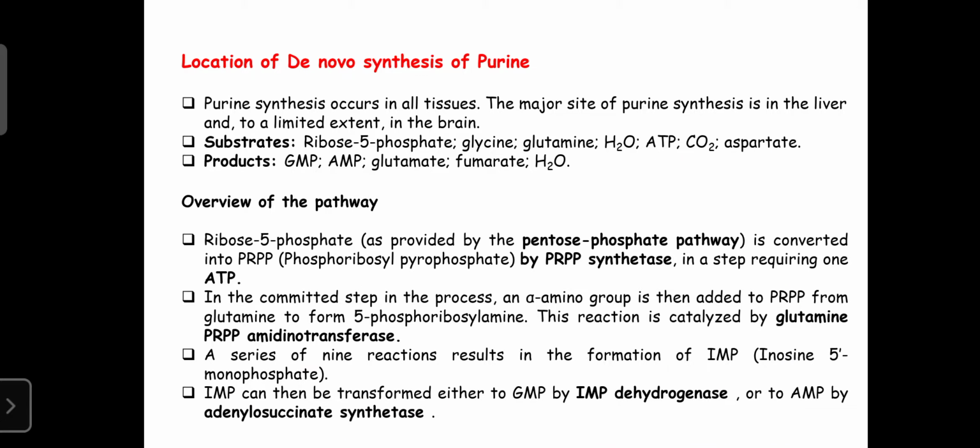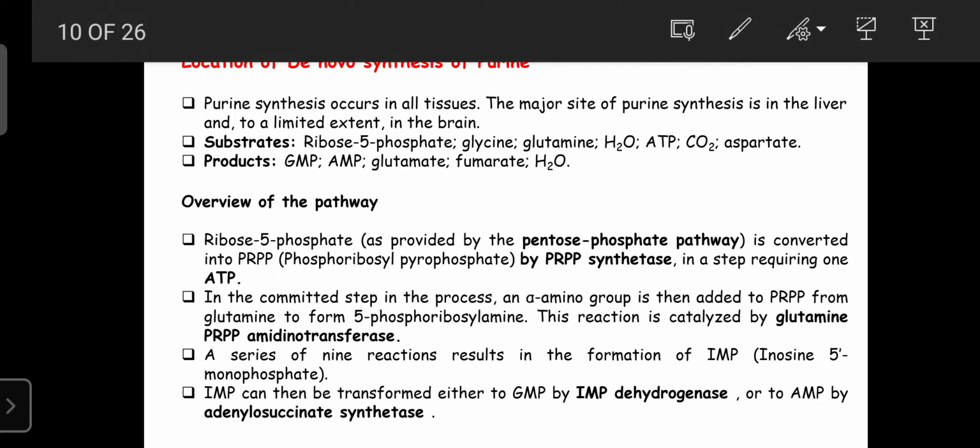Now we learn about the location of de novo synthesis of purine, where it occurs. Purine synthesis occurs in all tissues. Mainly it occurs in the liver and other tissues, but it is negligible or does not occur in the brain. So the major site for de novo synthesis of purine is the liver and many other tissues, but it is negligible or absent in the brain.